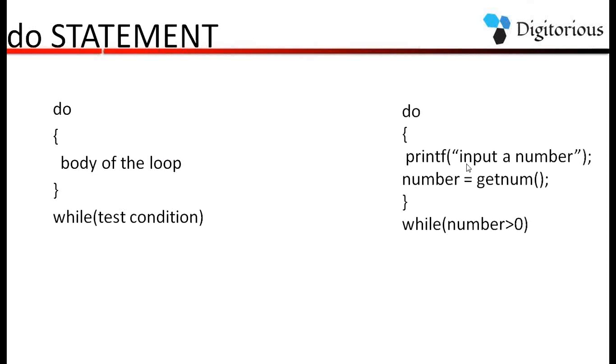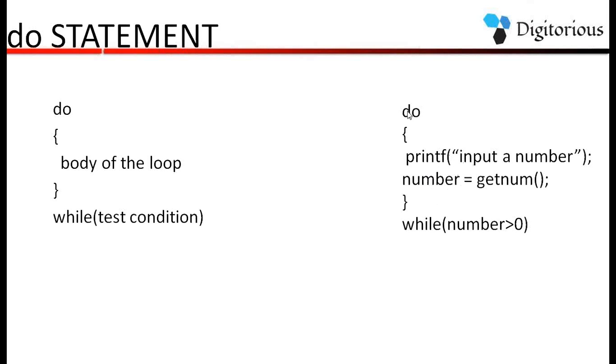Suppose we want to execute these two statements: printf "input a number", number = getNum. Don't worry about both of these statements. We'll talk about user-defined functions and predefined functions in great detail in our next video session. For now, just understand that we need to execute both of these statements a number of times. Now, how will this execute?